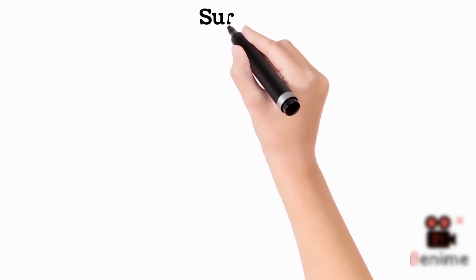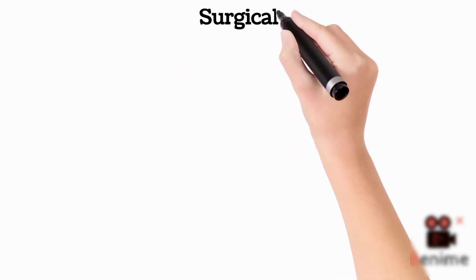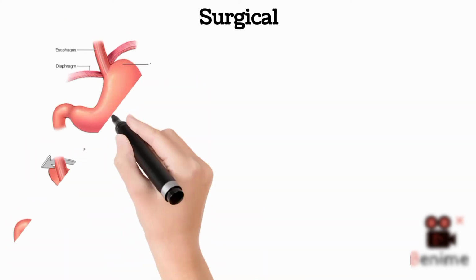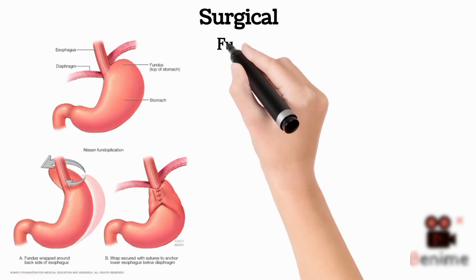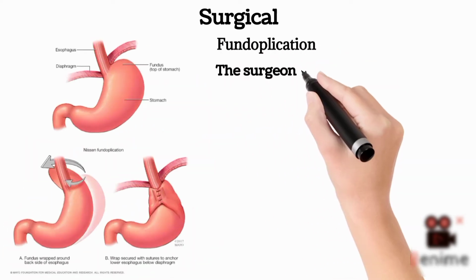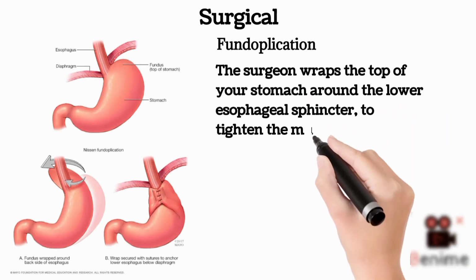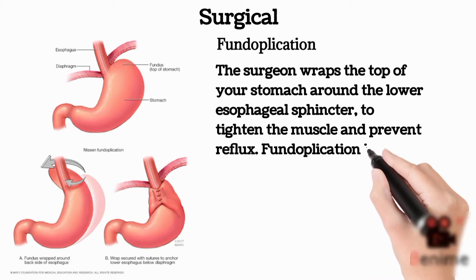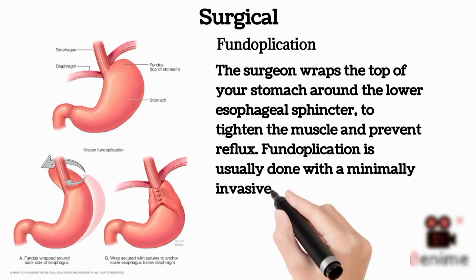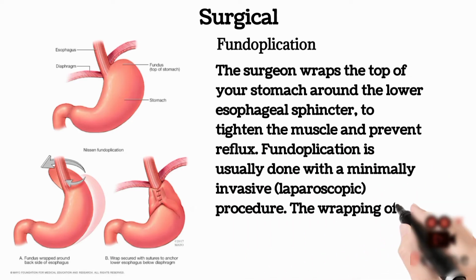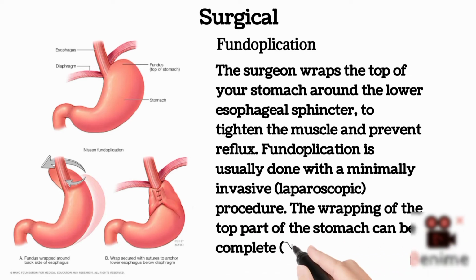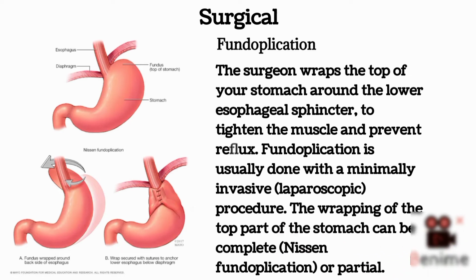Now, the surgical management, we have fundoplication. During this procedure, the surgeon wraps the top of your stomach around the lower esophageal sphincter, to tighten the muscle and prevent reflux. Fundoplication is usually done with a minimally invasive laparoscopic procedure. The wrapping of the top part of the stomach can be complete Nissen fundoplication or partial.